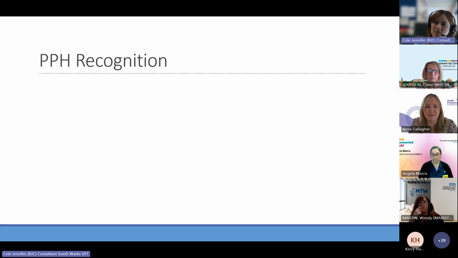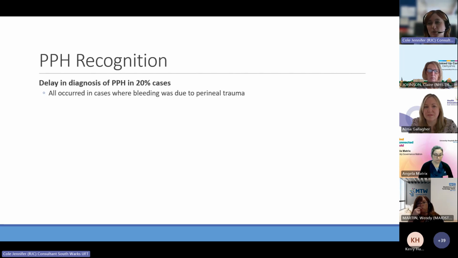We also found a real theme around recognising the PPH when it did happen. In 20% of cases, there was a delay in actually diagnosing the issue. And interestingly, all of these occurred when the bleeding was due to perineal trauma. We felt that really this was around individuals becoming task focused when they're suturing and not actually noticing the ongoing or the cumulative blood loss, and only discovering it when you weighed all the swabs at the end of suturing.